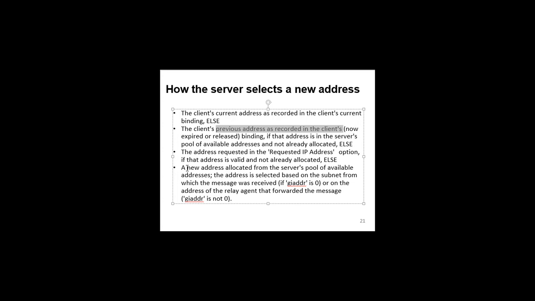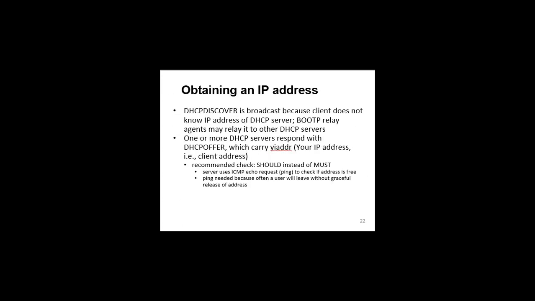A new address will be allocated by the server from the server's pool of available addresses, and this address is selected based on the subnet from which the message was received. If your message was received from, let's say, subnet 0, this server will know that you are within subnet 0, so it will allocate your IP address in such a way that is compatible with subnet 0. So this is how new address allocation is done in this DHCP server.